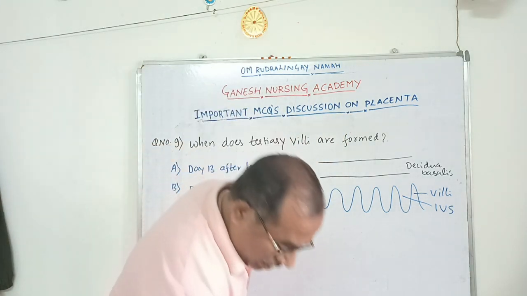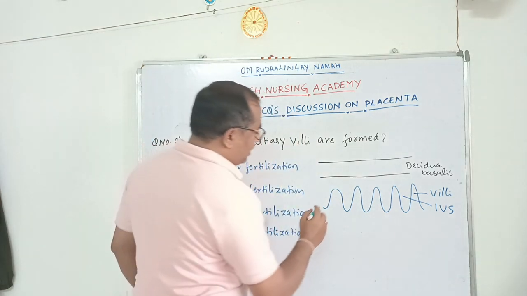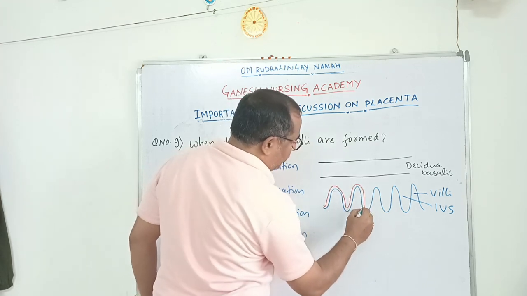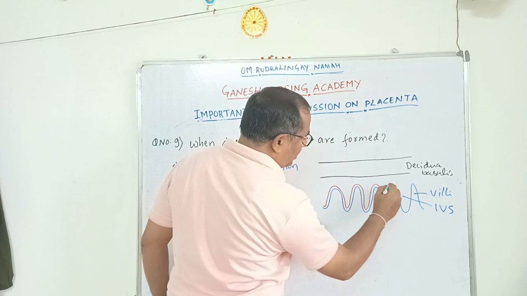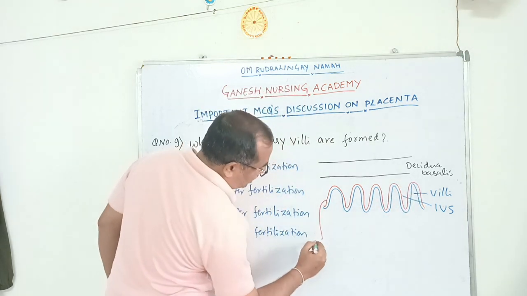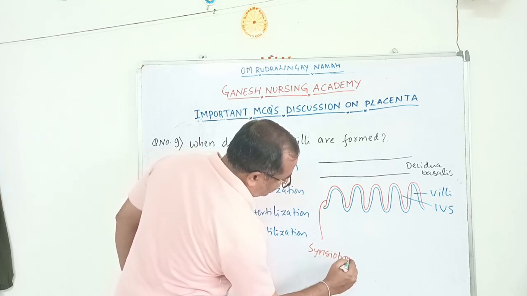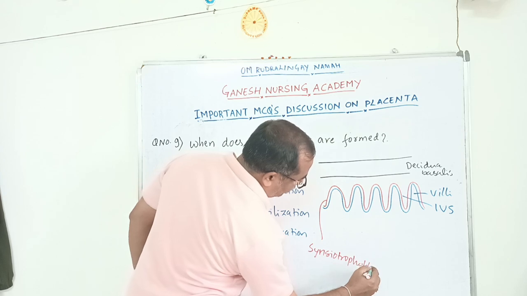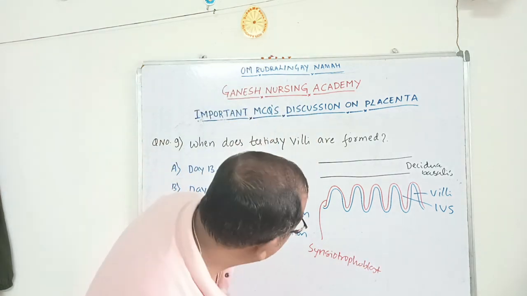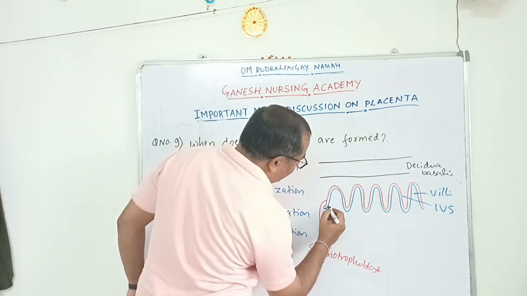This space is surrounded by one layer, which is surrounded by the villi. This layer is known as syncytiotrophoblast. And inside the syncytiotrophoblast, we have a cell.